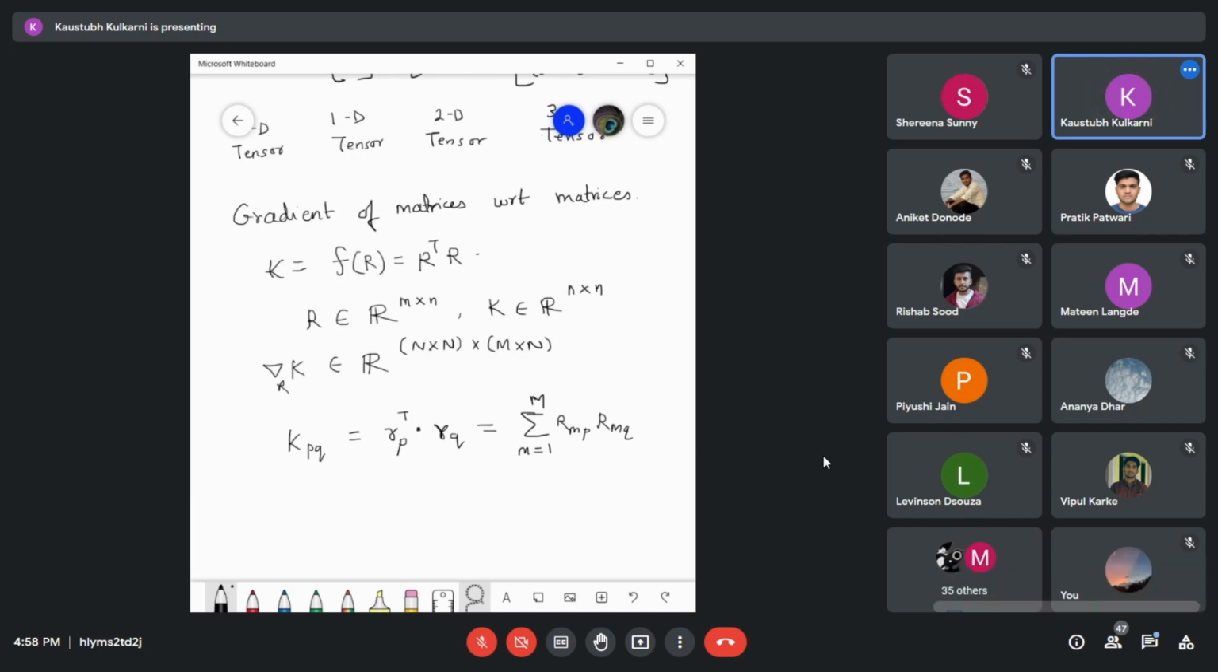Okay, so if we calculate the derivative of K_pq with respect to R_ij, this will be the summation m goes from 1 to M.